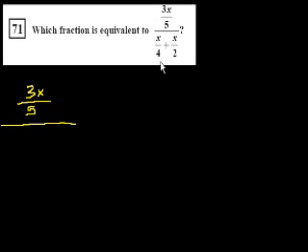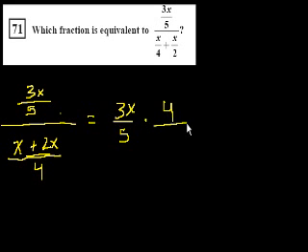All of that over, let's find a common denominator. The common denominator is 4, right? So if we have a common denominator of 4, x over 4 is, of course, x over 4, plus x over 2 is the same thing as 2x over 4, right? So plus 2x over 4.